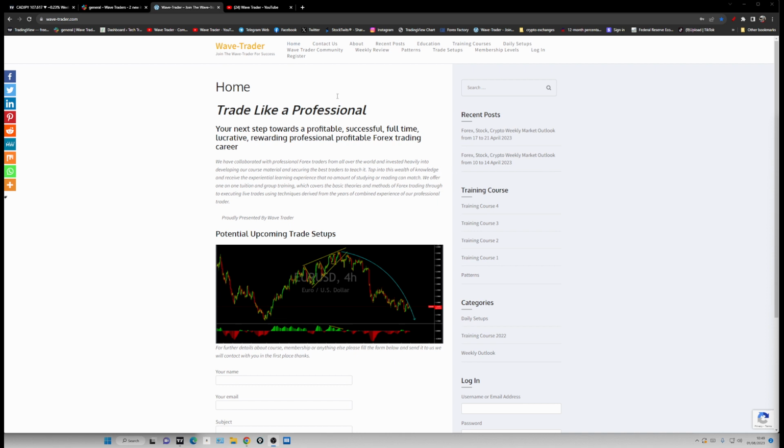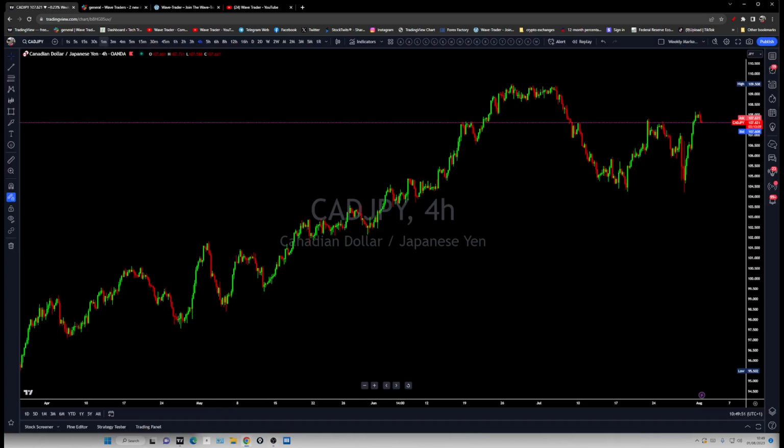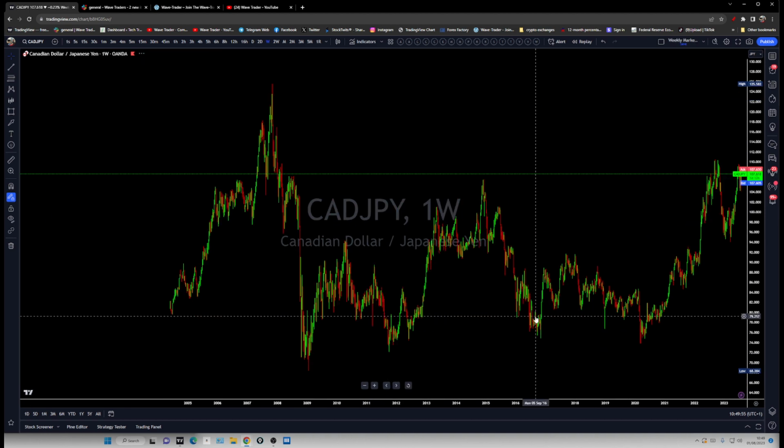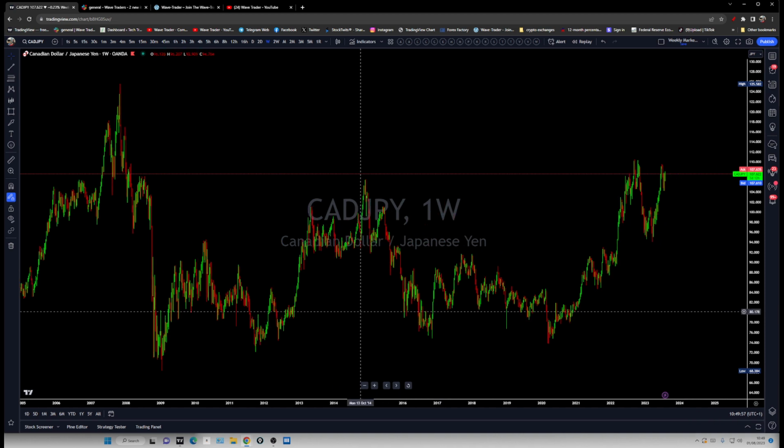So we are having a nice opportunity, just simply setting up on CAD against the yen, and you are looking for that to drop. If I look at this weekly chart, we can clearly see that the CAD is simply gaining against the yen.